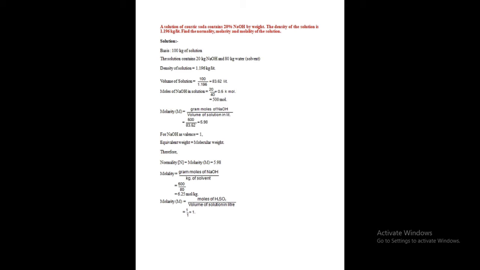What is the basis of this problem? The solution of caustic soda contains 20% of NaOH by weight. What about the remaining 80%? We are not worried about the 80%, but totally the solution is 100 kg or 100%. This is a weight percentage. Why? Because 20% sodium hydroxide by weight means the percentage is a weight percentage.